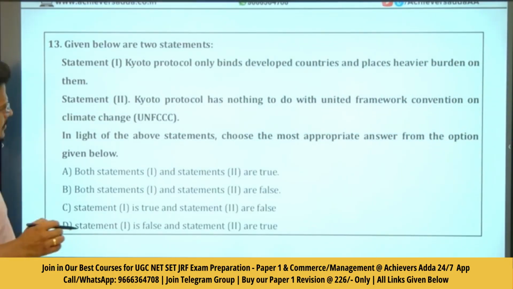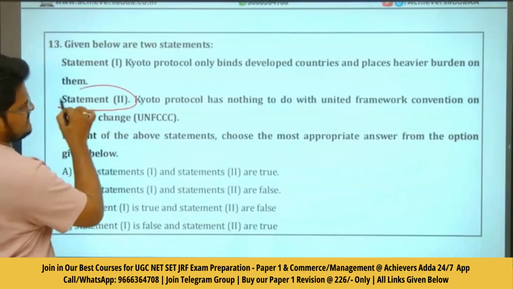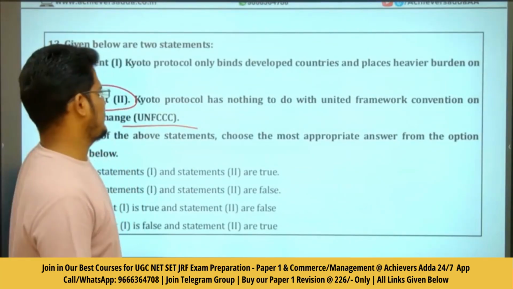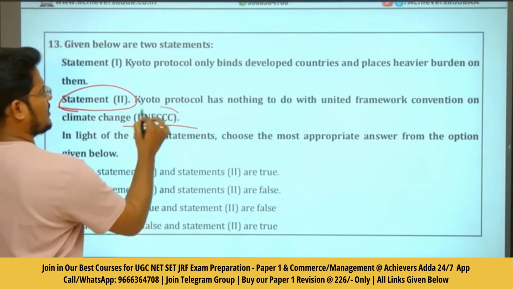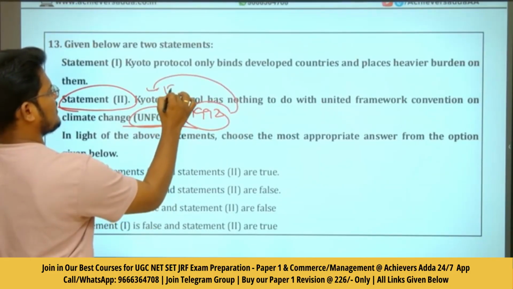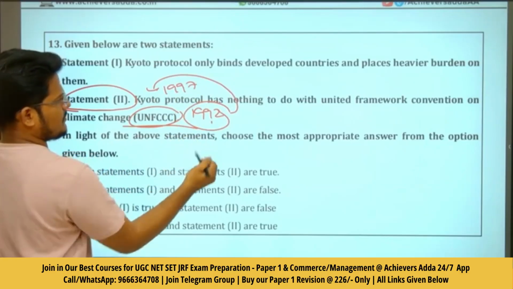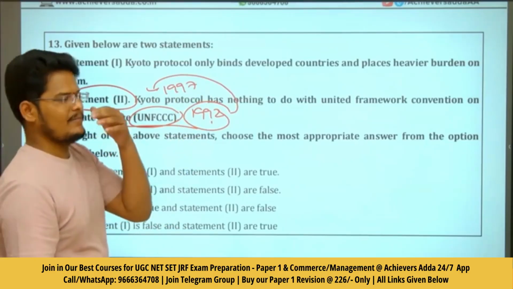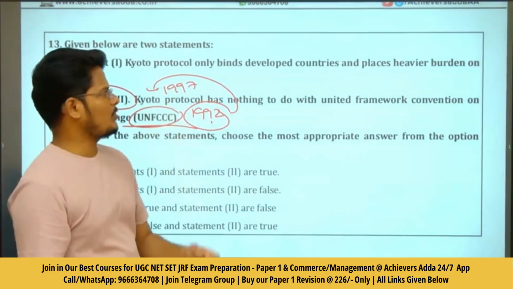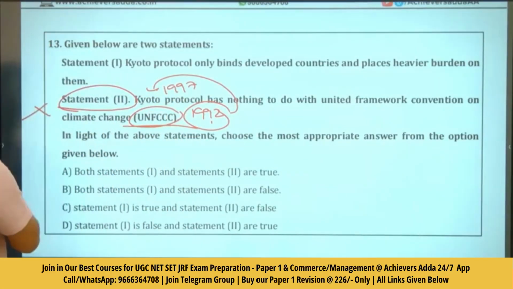Actually, the Kyoto Protocol is an outcome of this UNFCCC. UNFCCC is the one which initiated the Kyoto Protocol. UNFCCC was in 1992, and the Kyoto Protocol arrived in 1997. Because of the UNFCCC convention, they signed the Kyoto Protocol. So "nothing to do" is wrong.